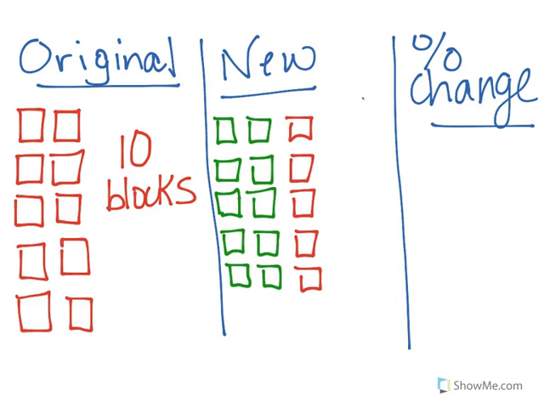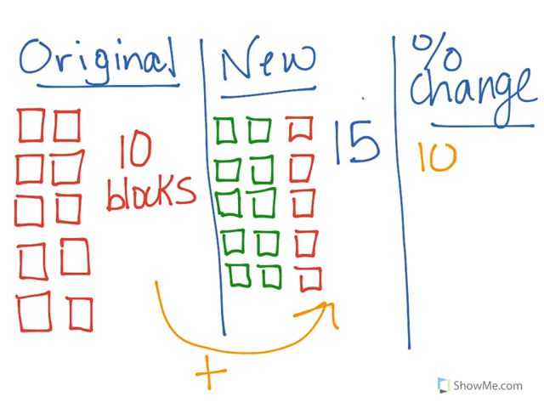Okay, ladies and gentlemen, I changed the screen a little bit to give myself more room. But let's say I started in my original column here with 10 blocks. And then I tell you that we have a new amount of blocks, which is 15. So this column has 15 blocks. So we know that there was an increase by 5 blocks. So in my percent change here, I know that I went from 10 blocks, which was my original, plus 5 more to get my 15. So what percent is that?